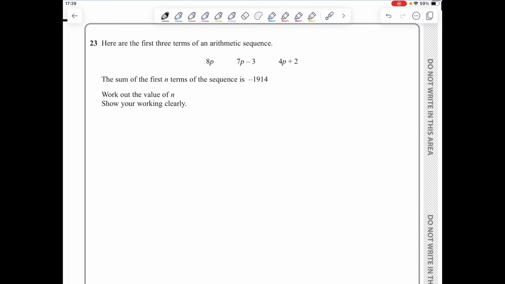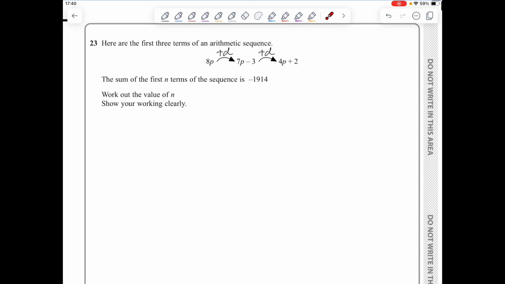For question 23, note that I have got an arithmetic sequence. In an arithmetic sequence, we keep adding the same number. Let's call this number D. So going from 8p to 7p minus 3, you added D. And then going from 7p minus 3 to the next term, you also add D. And this D must be the same.